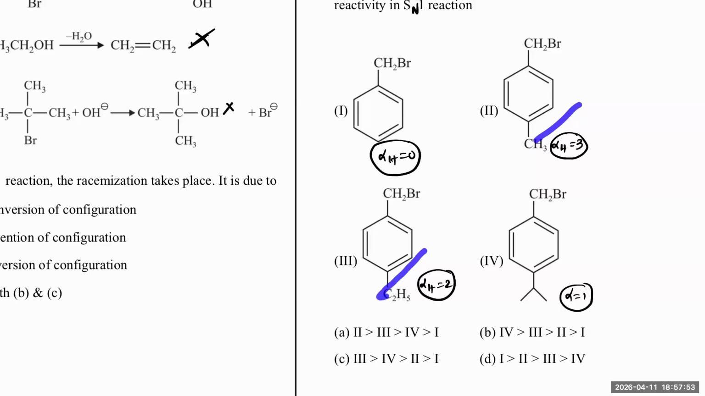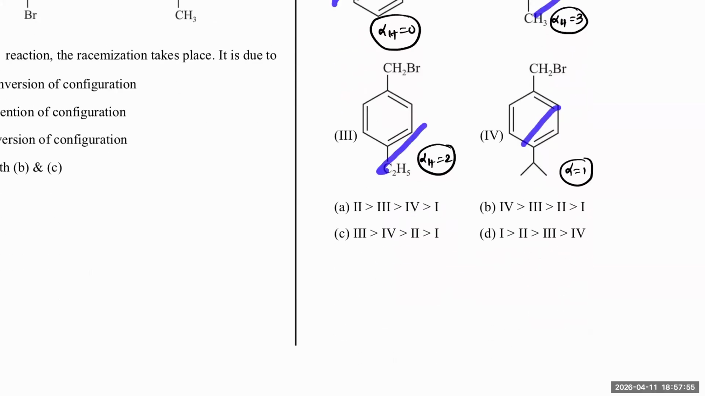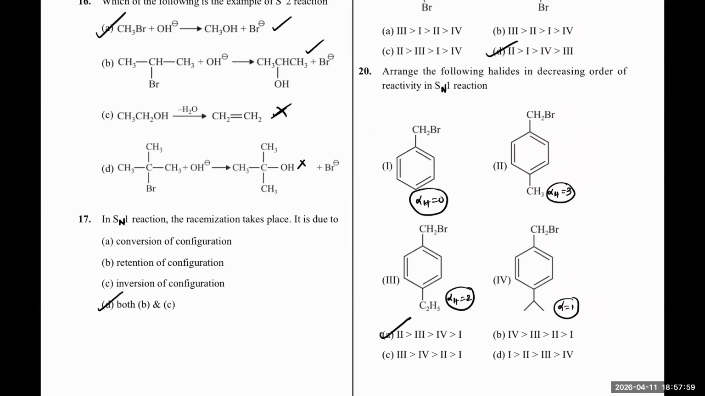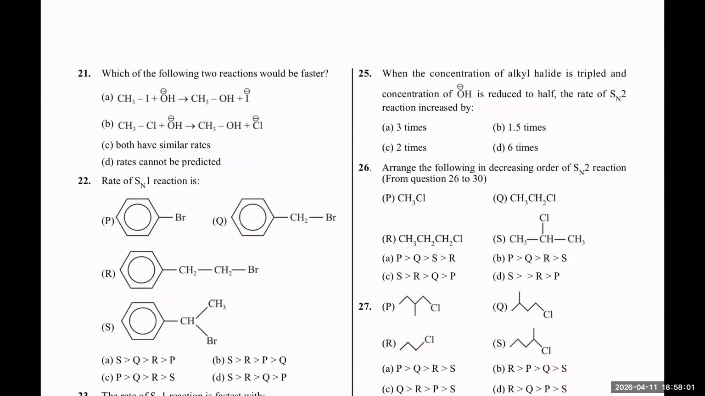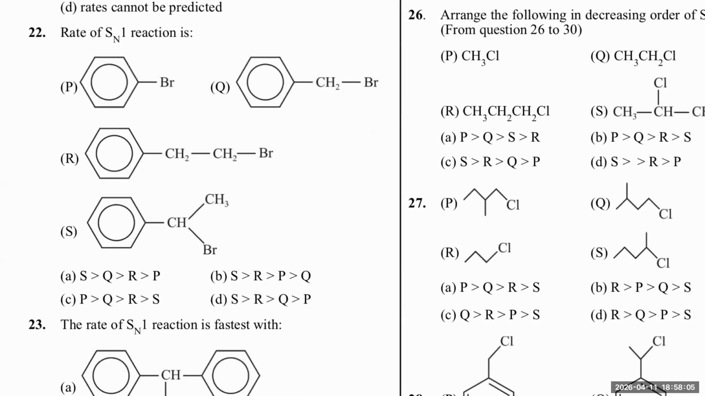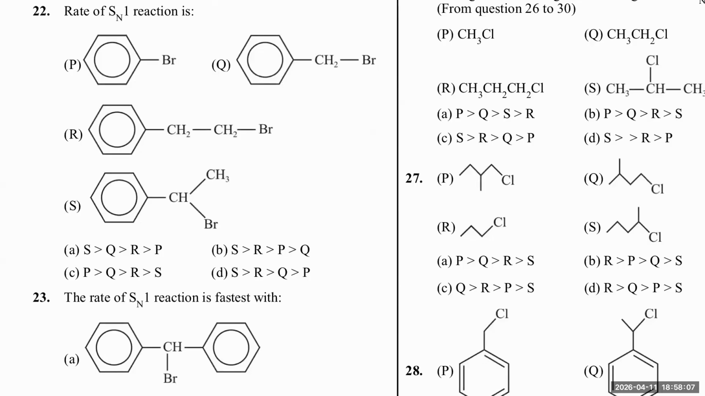So 2, 3, 4, 1. Okay. So 2, 3, 4, 1, which is A. Clear? Next. 22 also, now you can do rate of carbocation.